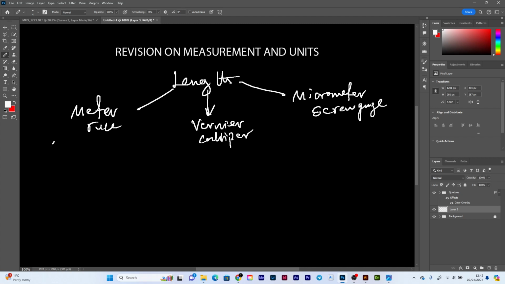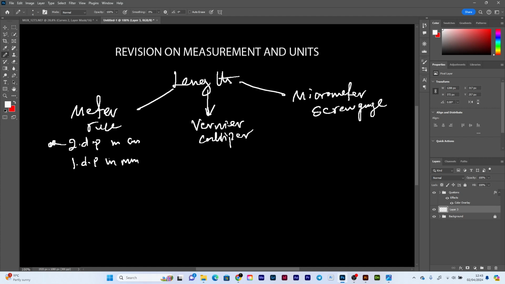So meter rule measures to 2 decimal places in centimeter. That is, if you have it in centimeter, it measures to 2 decimal places. If you have it in millimeter, it measures to 1 decimal place. I hope you understand this now. 2 decimal places in centimeter, and 1 decimal place in millimeter. I hope you understand this.